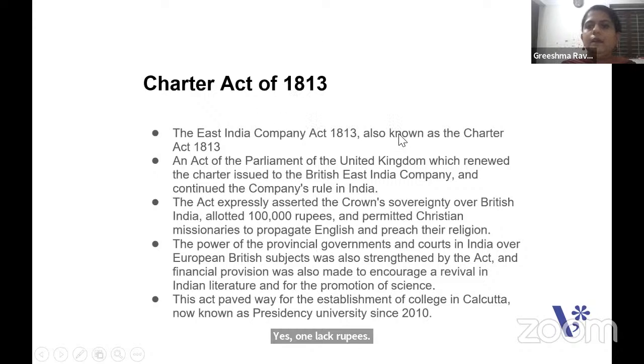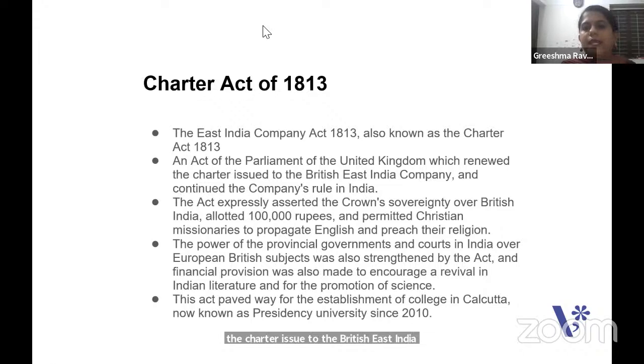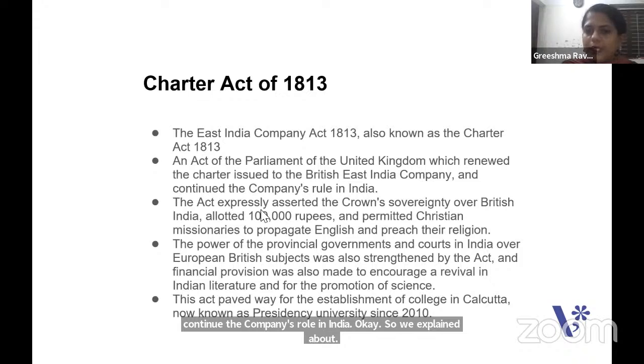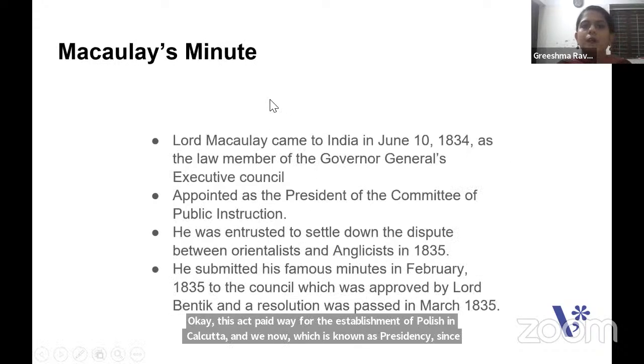Okay, the Charter Act of 1813, also known as the East India Company Act of 1813, was an act of the Parliament of the United Kingdom which renewed the charter issued to the British East India Company and continued the company's rule in India. We explained that 1 lakh rupees were allocated, and they permitted Christian missionaries to propagate English and preach their religion. The power of the provincial government and the court in India over European British subjects was also strengthened by the act. This act paved the way for the establishment of a college in Calcutta, which is now known as Presidency University since 2010.